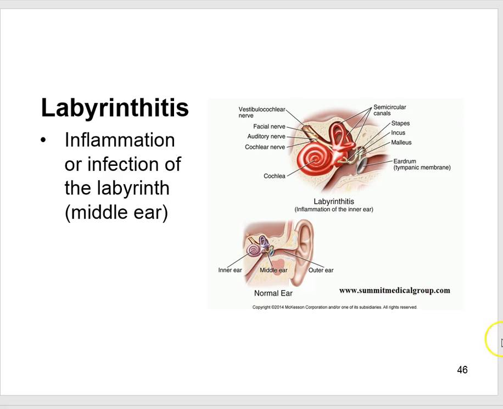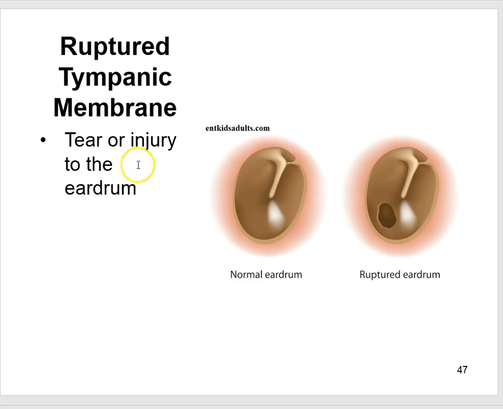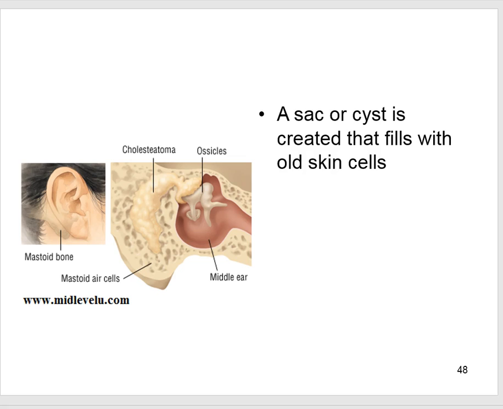Labyrinthitis is an inflammation or infection of the labyrinth, which is the inner ear. Ruptured tympanic membrane is a tear or injury to the eardrum. Cholesteatoma is a sac or cyst that fills with old skin cells. It can be congenital, but more commonly occurs as a complication of chronic ear infections.